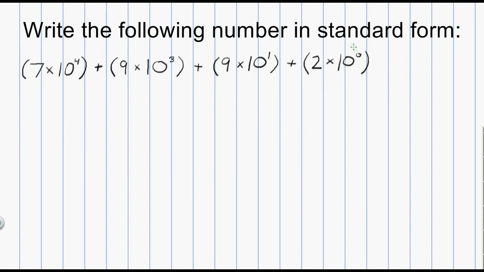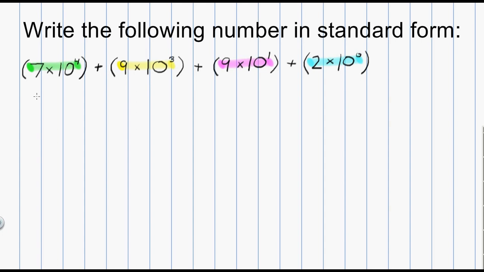This problem calls for me to write this number in standard form. And to do that, I'm going to go to each set of parentheses, and I'm going to solve the expression inside each set of parentheses. So first I'll solve for 7 times 10 to the 4th power. And then I will solve for the expression 9 times 10 to the 3rd power. Then I'll solve for the expression 9 times 10 to the 1st power. And then finally I will solve for the expression 2 times 10 to the 0 power.